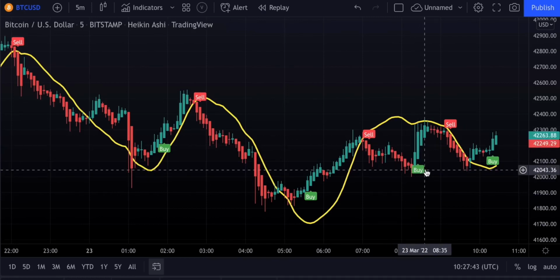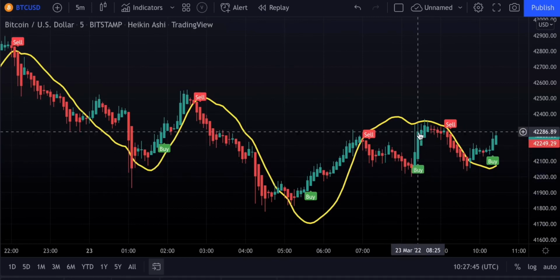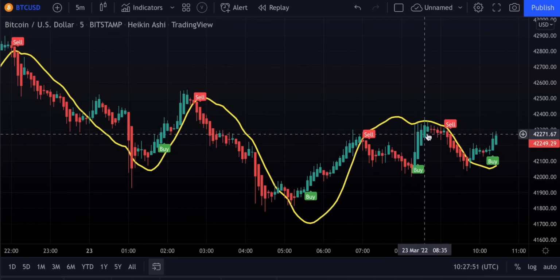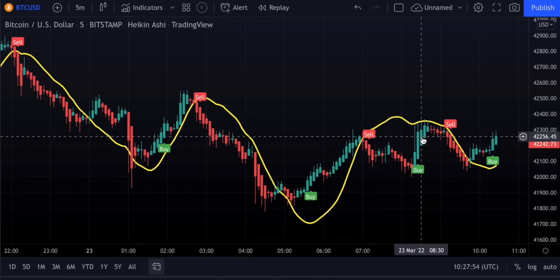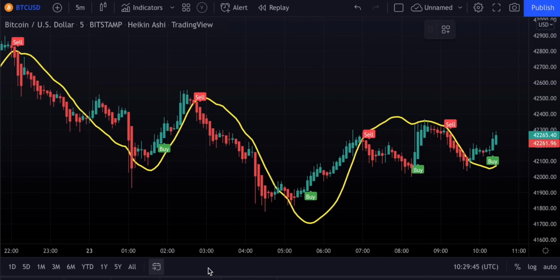We cannot take a long position if the price is below the moving average, just like an example right here. You see we have a signal from our indicator to go long, but the price is sitting below the moving average. So we do not wait for the price until it crosses the moving average. We just ignore this trade altogether. Okay, so we can see the entry rules are very simple. Let's now get into our exit rules.